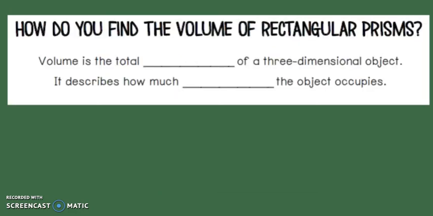The first prism that we are going to talk about will be the rectangular prism. Before we go on about the rectangular prism, let's first talk about volume. Volume is the total capacity of a three-dimensional object. It describes how much space the object will occupy. Think of filling a box. How much can you get inside the box? That's what volume represents.